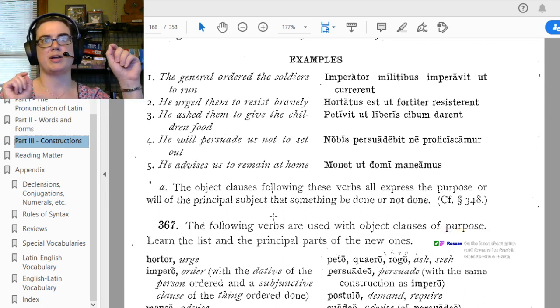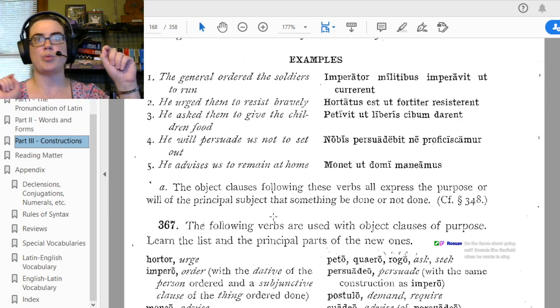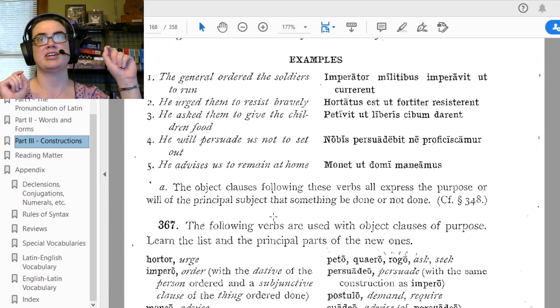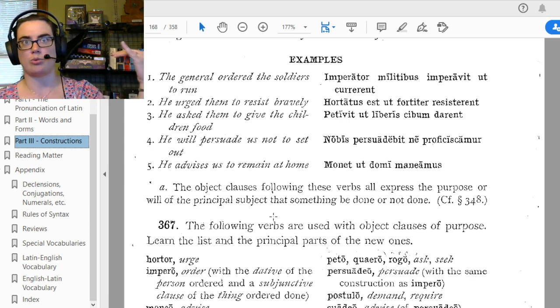He will persuade us not to set out. Nobis persuadebit, ne proficiscamur. He will persuade us that we not go out.